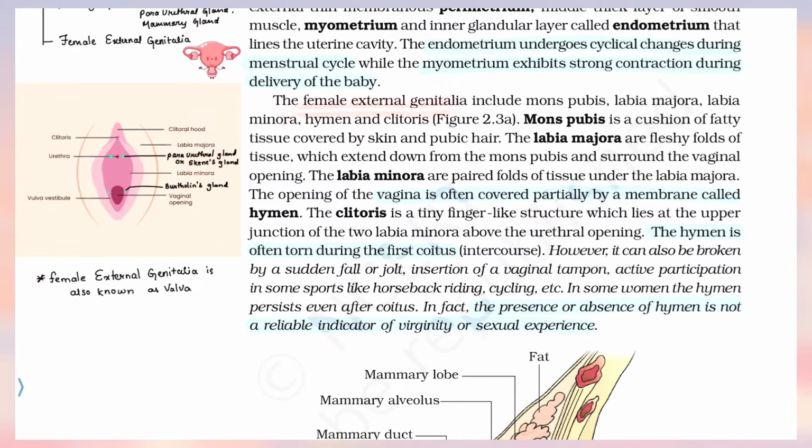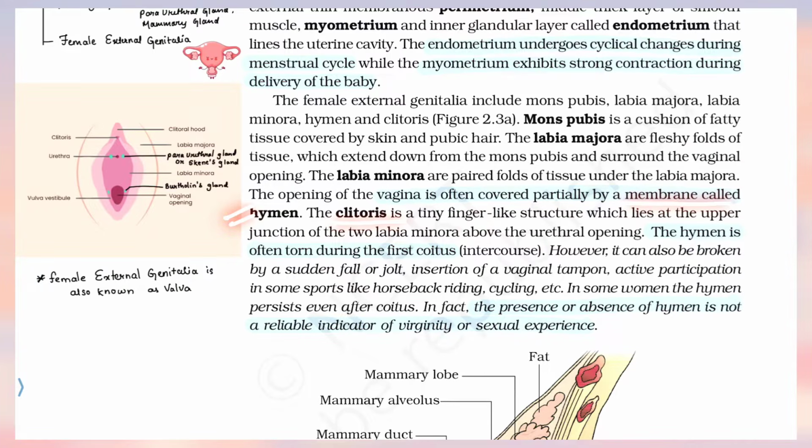The female external genitalia includes mons pubis, labia majora, labia minora, hymen, and clitoris. Mons pubis is a cushion of fatty tissue covered by skin and pubic hair. The labia majora are fleshy folds of tissue which extend down from the mons pubis and surround the vaginal opening. The labia minora are paired folds of tissue under the labia majora. The opening of the vagina is often covered partially by a membrane called hymen.